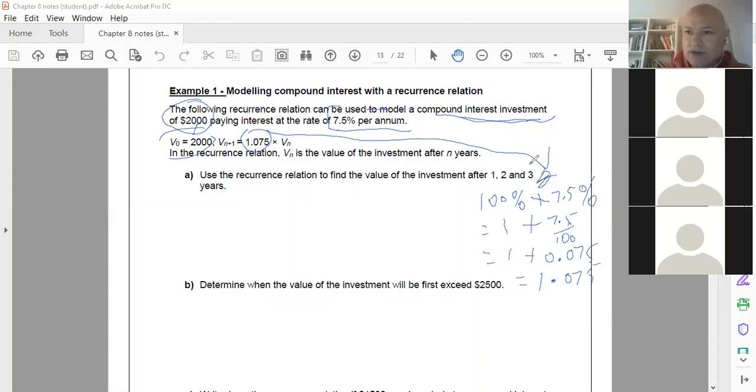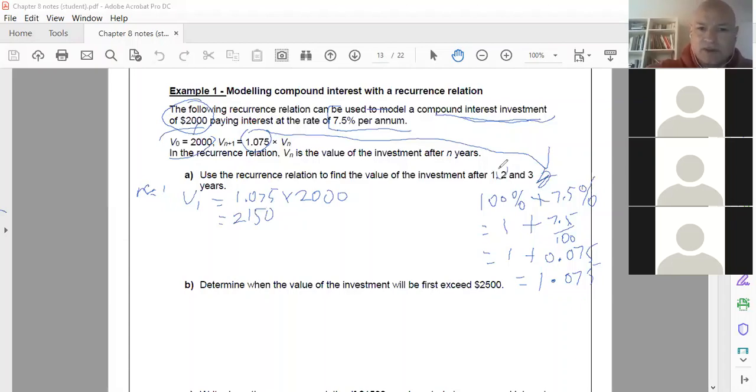Any questions on that one? Now that we know this recurrence relation, part A says, use it to find the value of the investment after 1, 2, or 3 years. So, okay, n equals 1. We're finding v of 1 year. So this is going to be 1.075 times the 2,000. I better work that out because I don't have it on my calculator. So let me just do this. Okay, 2000 times 1.075, I get 2150.